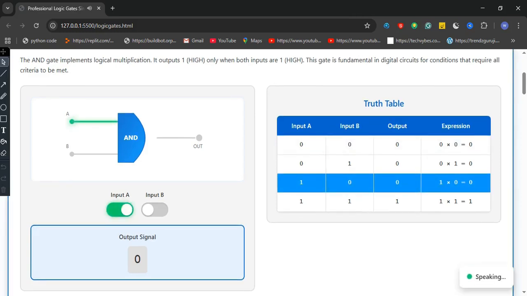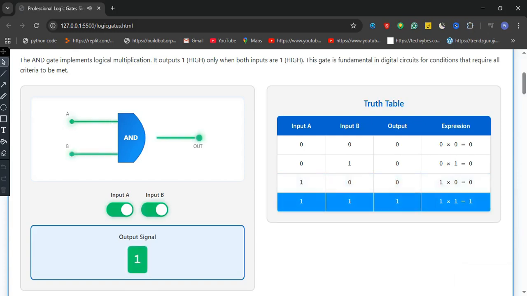AND gate input A is set to high. At least one input is low, so AND gate output is low. AND gate input B set to high. Both inputs are high, so AND gate output is high.